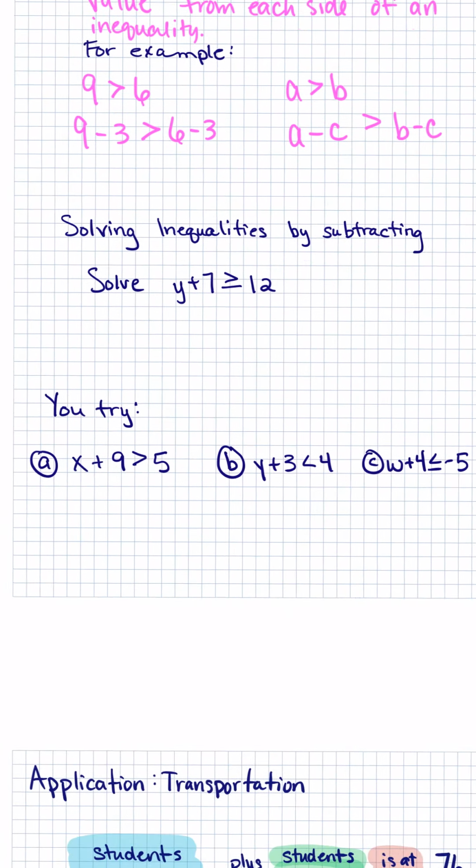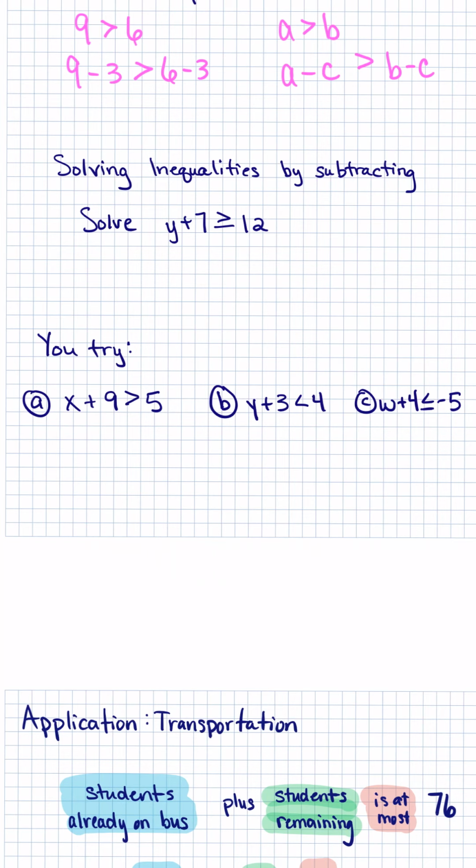So let's look at this one. Solve y plus 7 is greater than or equal to 12. Right now 7 is being added to y. We want y to be by itself, so we're going to subtract 7 from both sides. If it helps, even with these, do my little train tracks so that you know you're doing it on both sides. So those get crossed out. This is going to equal 5. So y is greater than or equal to 5.